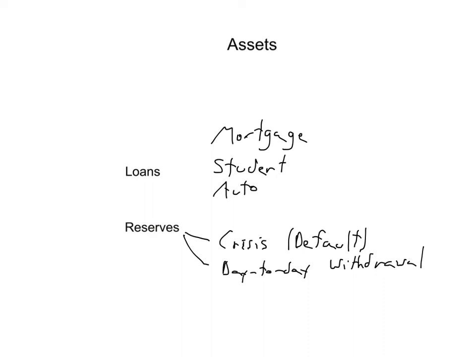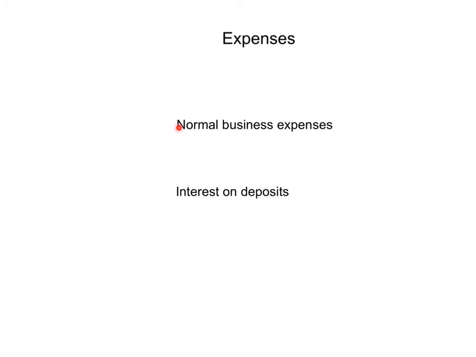That would be bad. Their expenses, generally speaking, include normal business expenses. You have employees whose salaries you have to pay, and you have buildings that you have to maintain, and a website that you have to maintain. And they also have to pay interest on deposits, depending on the type of deposit. Checking accounts don't pay interest, but savings accounts pay interest, and certificates of deposit pay interest. So they're going to have to pay interest on some of the liabilities that they have.